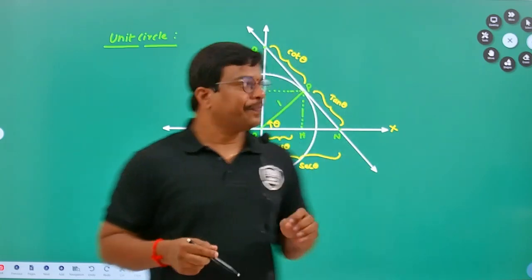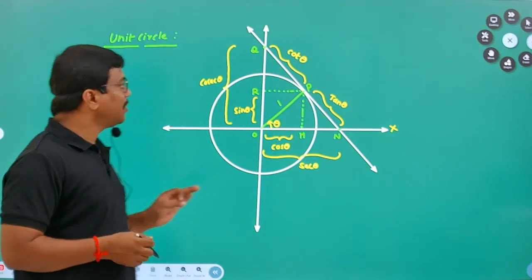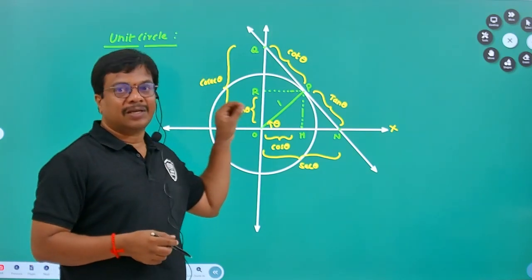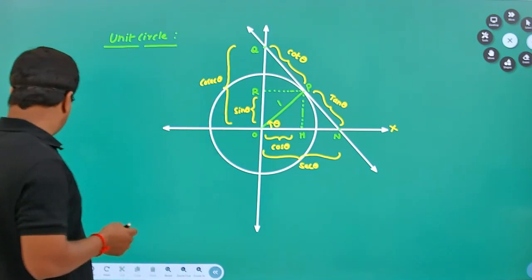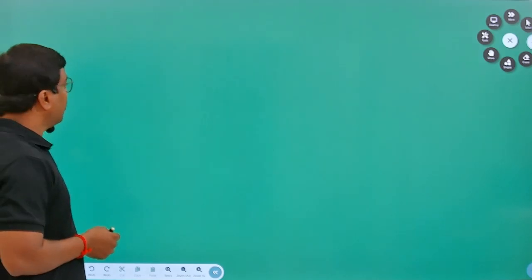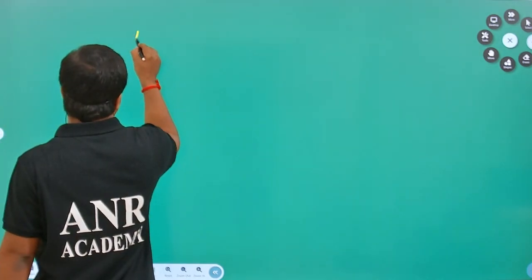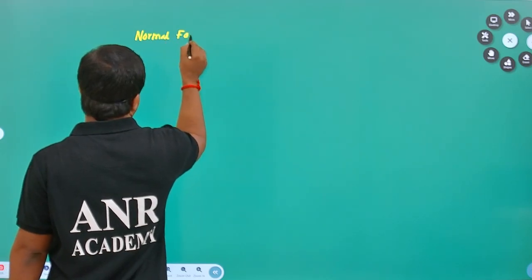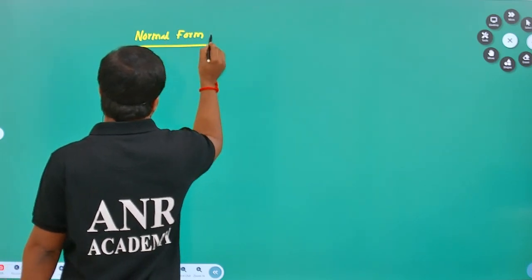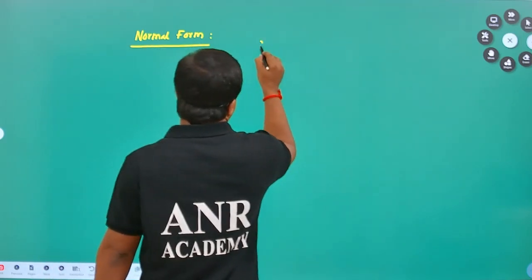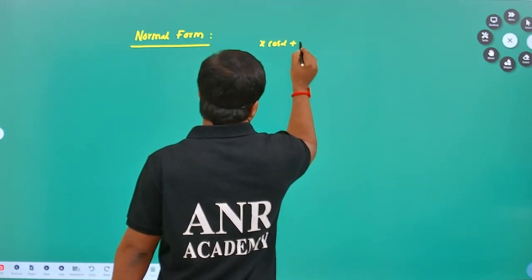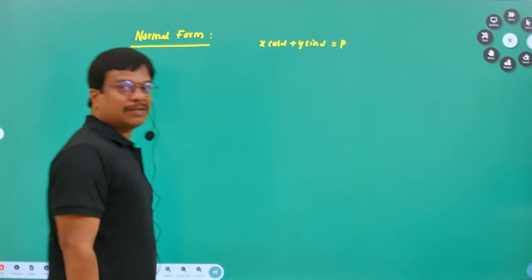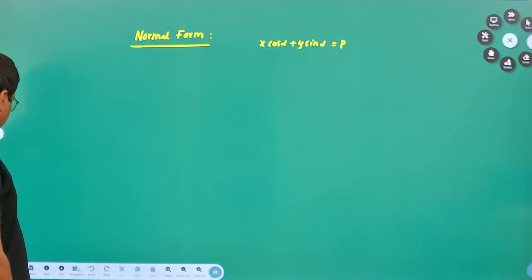So this is about trigonometric ratios on unit circle. Sometimes very lengthy proofs, by using this result you can easily solve. Let us discuss normal form. You know the normal form of equation of straight line. What is normal form of equation of straight line? x cos alpha plus y sin alpha equal to p.